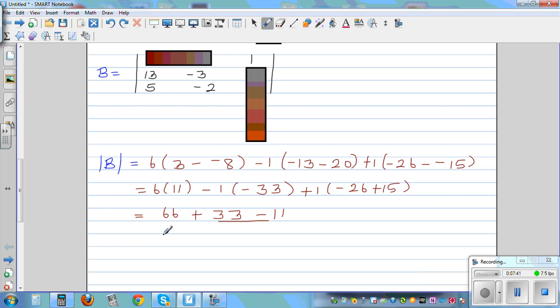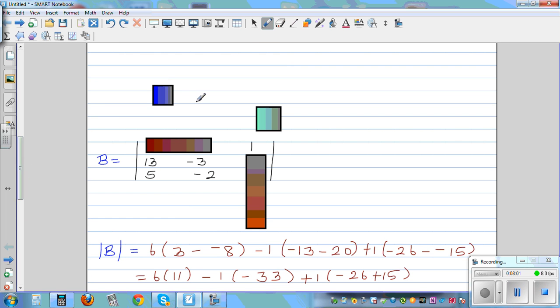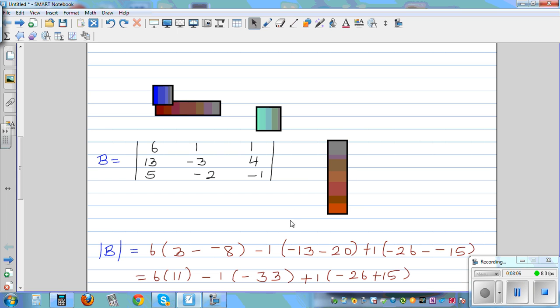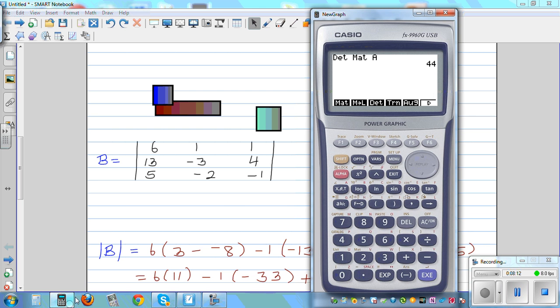So this is 66 plus 22, which is 88. So the determinant is 88. So let's check this again on a calculator. And as a student, it is always good to do this process, because later on I'm going to use this to solve simultaneous equations of 3 variables.